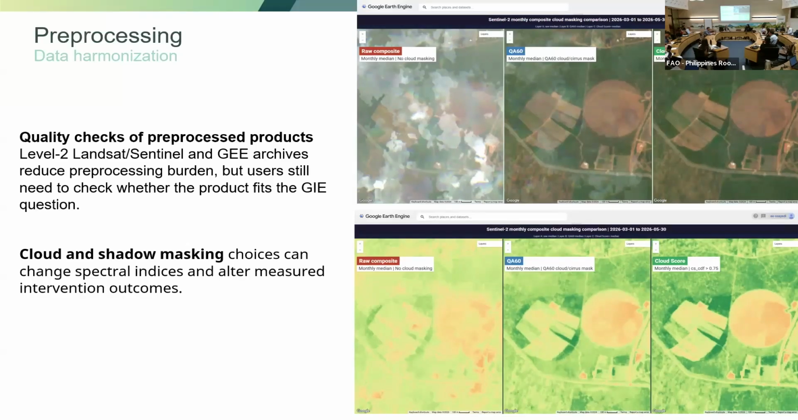Another thing is cloud masking. For example, here you see the same composite image. These are all surface reflectance, which are labeled as already corrected, and for Sentinel-2, each of these has a different kind of cloud masking. So when you turn this into NDVI, all of these different kinds of cloud masking can result in a different value of NDVI.